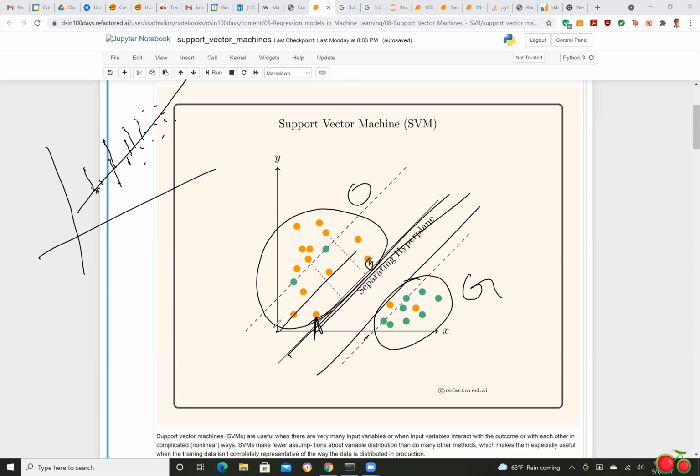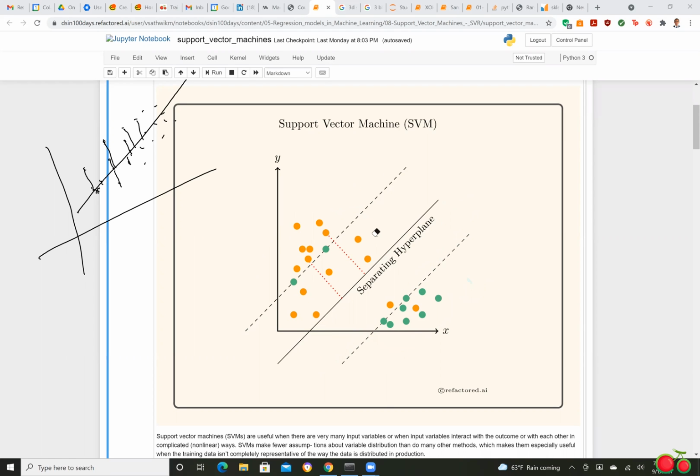So there is no requirement that the plane has to pass through an origin. It can have any intercept. It can be anywhere. It completely depends on where my data lies in the coordinate system. Okay. Does that make sense? Yes. Cool.